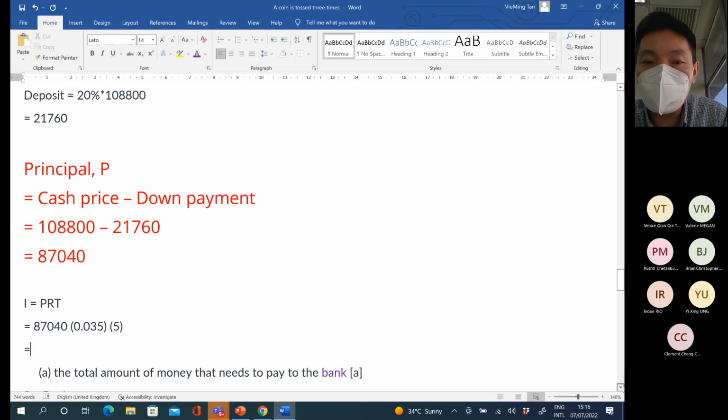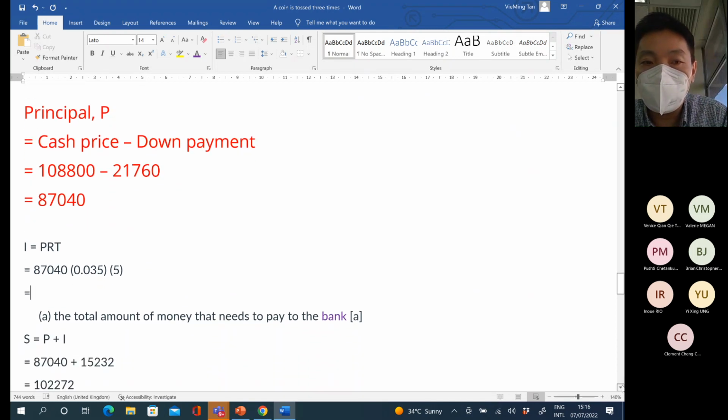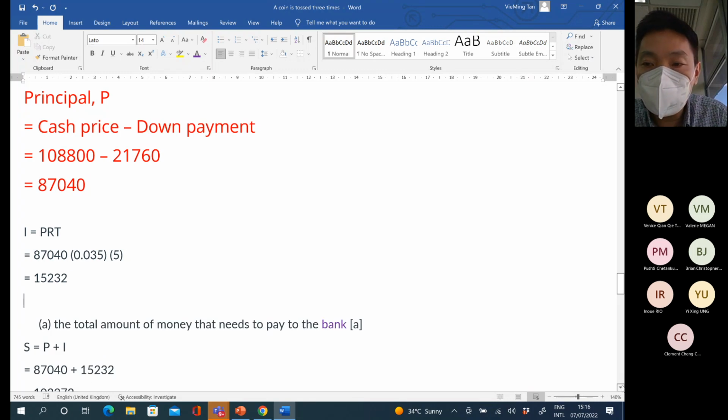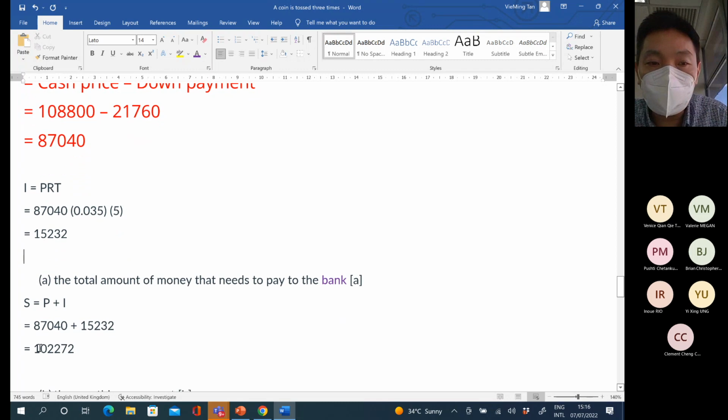So this is the interest charge for this loan. So you'll get 15232. Once we know the I value, we can substitute to here. So S is equal to this number in $ sign because this is the final answer.